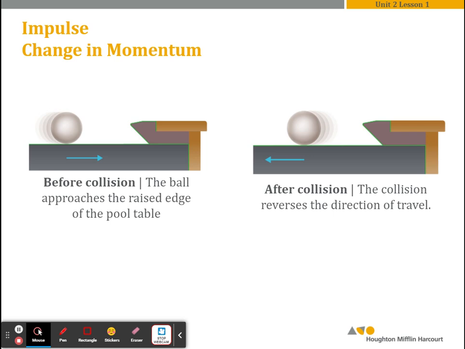Here we see a pool ball that is rolling toward the edge of a table. Now, when the ball hits the edge of the table, it's going to bounce off. Before the collision, we see the ball rolling toward the cushion, and then after the collision, we see the ball rolling away from the cushion.